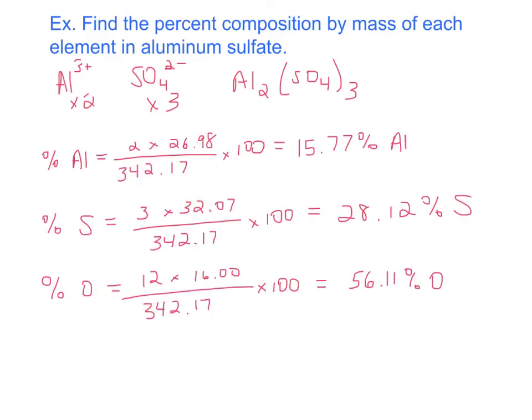So class, here are our answers. We have aluminum, which is 15.77%. You had to know that there were 2 aluminums, then that's the molar mass of aluminum from the periodic table. And then you had to add up the molar masses of the whole thing. And if you did not get 342.17, then you would not have gotten any of this problem correct.